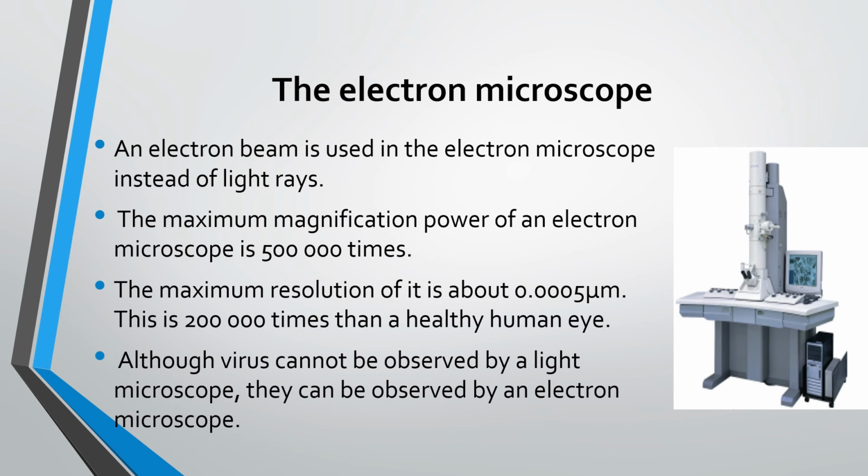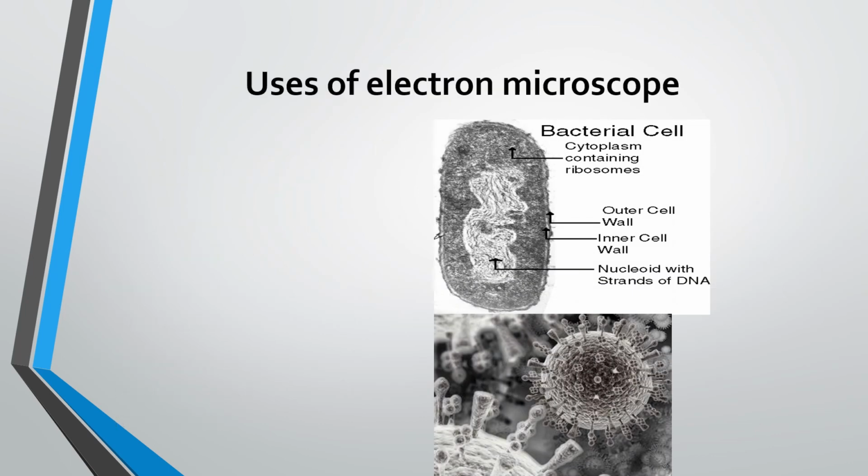And you can use the electron microscopes to observe viruses also, because viruses are very tiny objects or tiny organisms. We can't call viruses organisms because they show both living and non-living characteristics, but using the light microscope you cannot observe the viruses as they are too small to observe. So you can use the electron microscope to observe the viruses also. And these are the uses or the applications of the electron microscope.